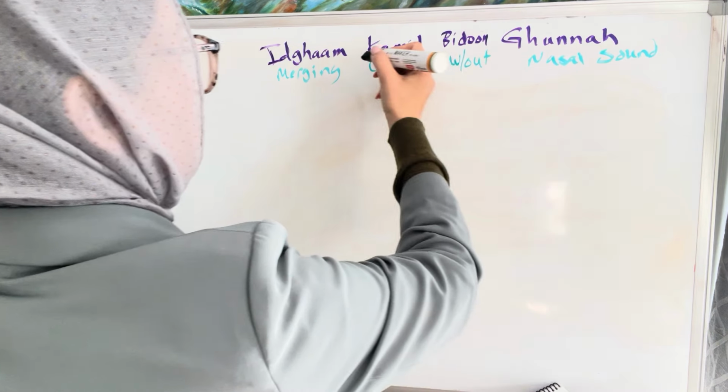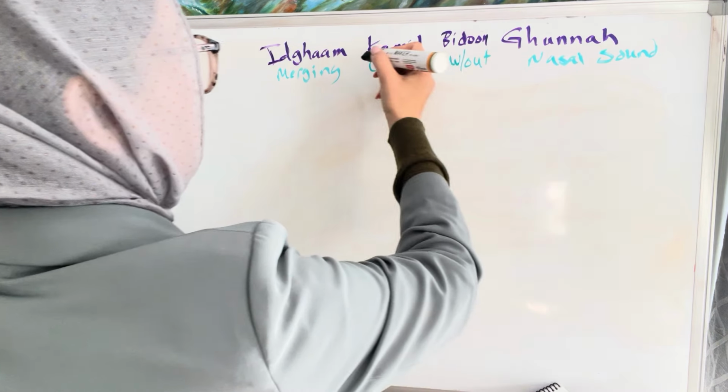All right, so the next one I'm going to give you an example of, inshallah, is idgham kamil. It's a complete merging, but there's no ghunna sound. There's no nasal sound. All right, let me clean the board and I will be right back. All right. So now we have idgham kamil bidun ghunna, meaning complete. It's a complete merging, but there's no ghunna sound.